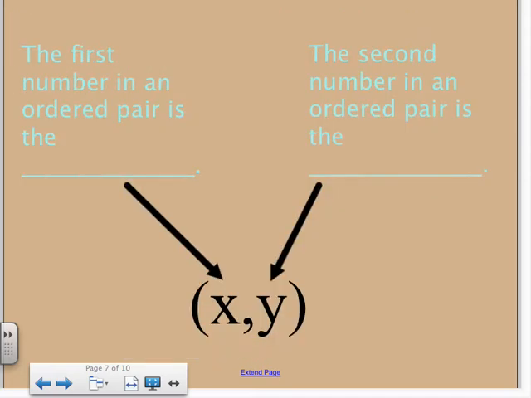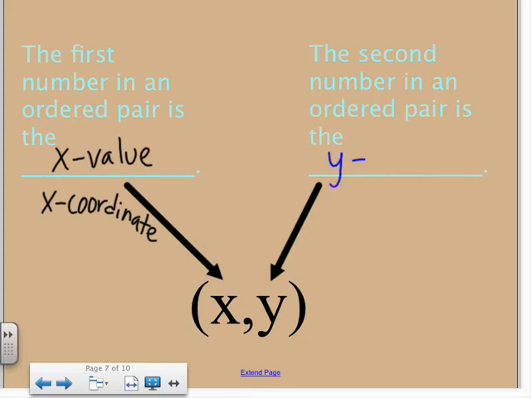Well, first of all, before we practice it, we'll make sure we get all our names for these. So we got the first number in an ordered pair. You could call it lots of different things. You could call it the x value or the x coordinate. Those are the two most common ones you hear it called, the x value or the x coordinate. So that would make the second one either the y value or the y coordinate.